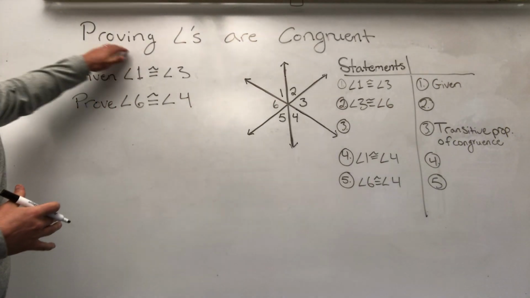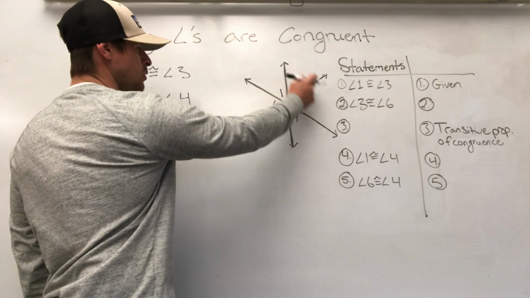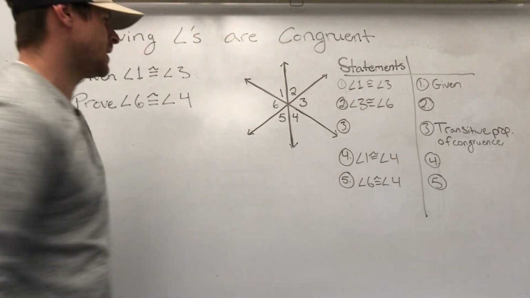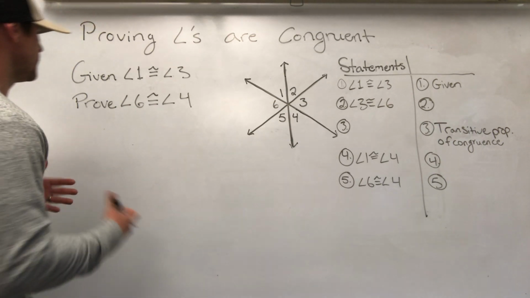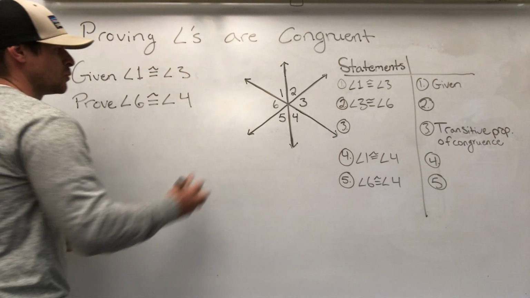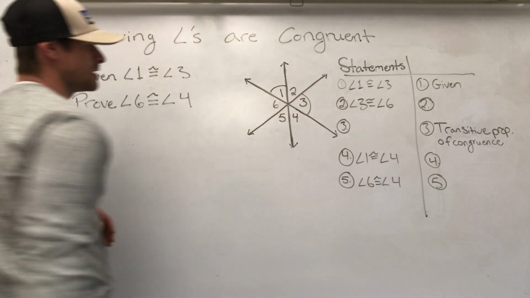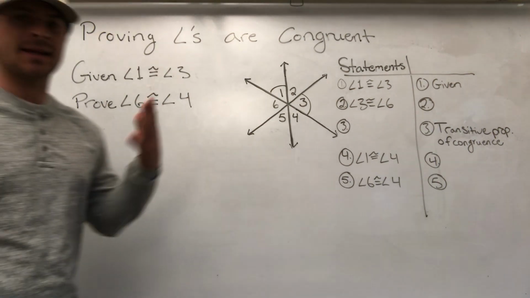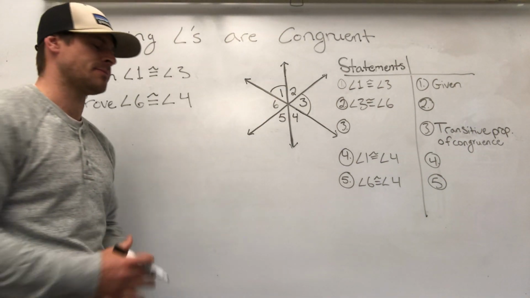Okay, in this problem, we are proving angles are congruent. We're given this image right here that has six different angles on it. And just like in most proofs, we're given a statement: angle 1 is congruent to angle 3. So we are told that this angle is the exact same measure as that angle. I like to mark it on the image right away. That's going to help me in the long run just to see some things.